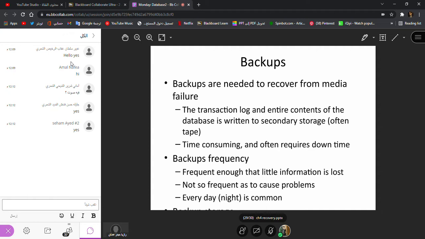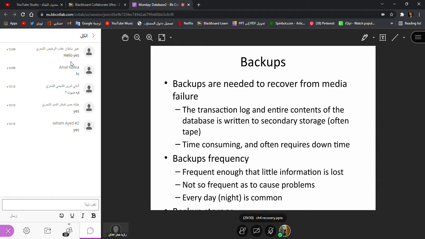So the same is the story with the database. In case you have a media failure, which means you have damage to the disk where the log actually was, if you have the backup or the copy of the log on another disk, you can take it from there. So backups are needed to recover from media failure.